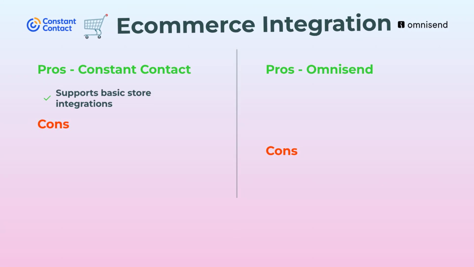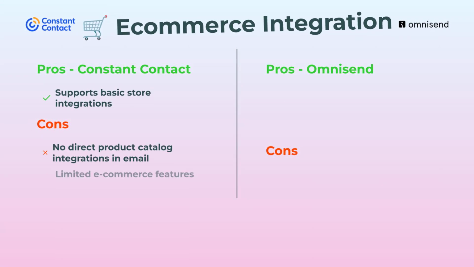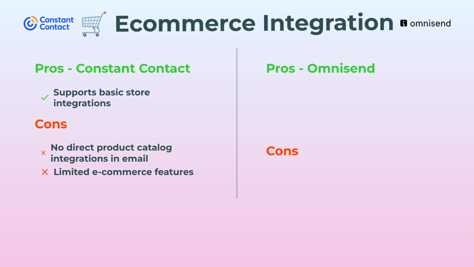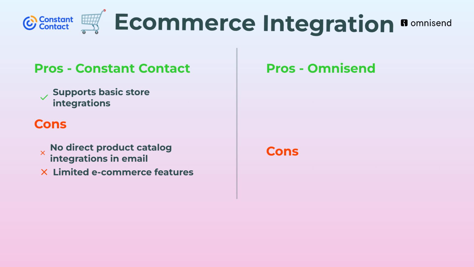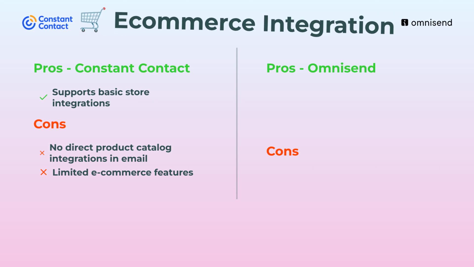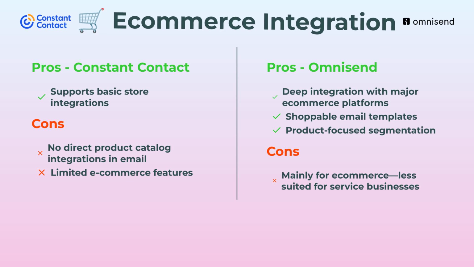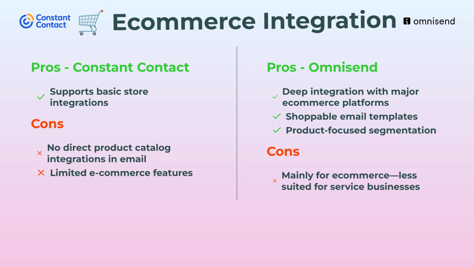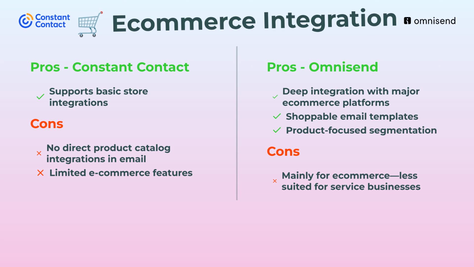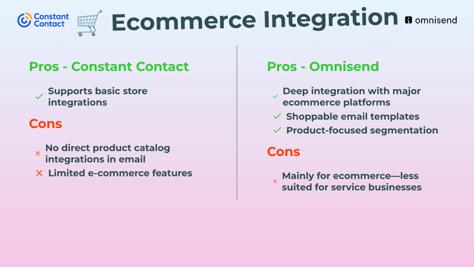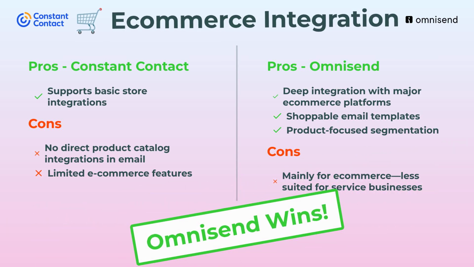Moving on to e-commerce integration. Constant Contact, sure, they cover the basics so you can connect your store, but don't expect fancy stuff like pulling in product catalogs straight into your emails. There are some limits in how deep you can go with e-commerce features. But Omnisend lives and breathes e-commerce. It plugs into all the big platforms, has shoppable email templates, and even lets you target users by products they viewed or bought. The downside? If you're a service business, this may be a bit much or not quite the right fit. Still, for anyone running a store, Omnisend wins, hands down.